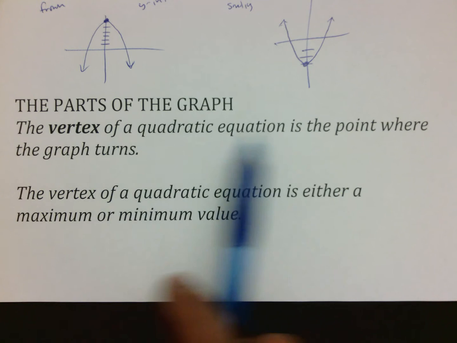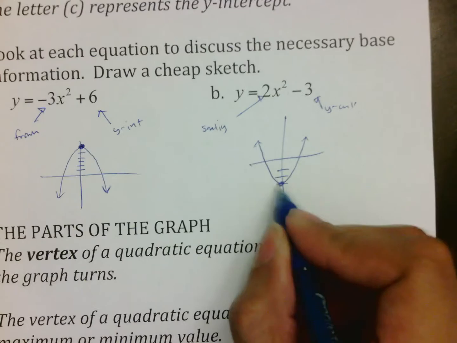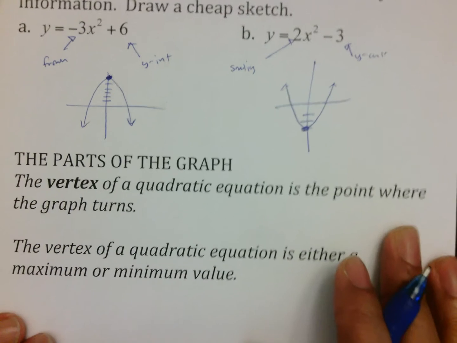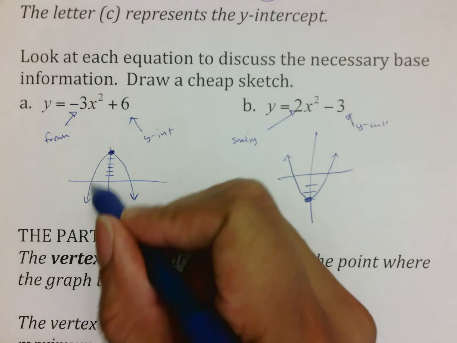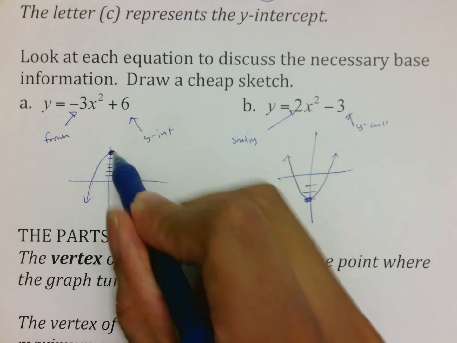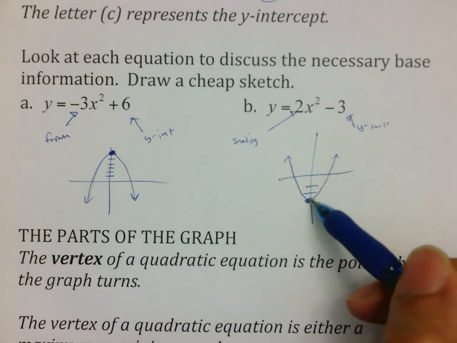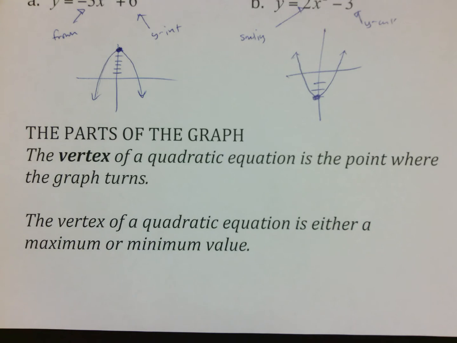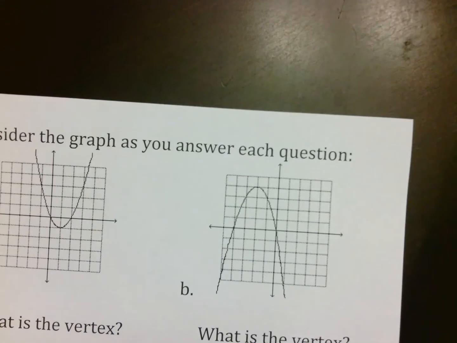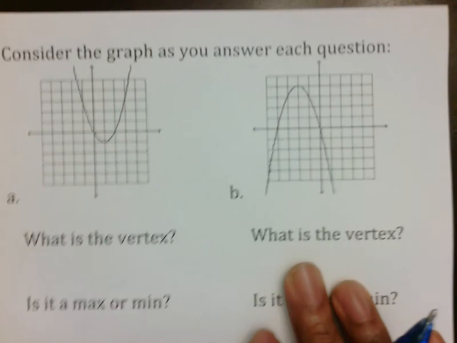The vertex is the point where the graph turns. So in these two cases, the vertex would be here, the vertex would be here. It represents a maximum or a minimum value. What that means is, if this was a hill, your vertex here is a maximum. If this would be kind of like a pit, this would be the minimum. So the vertex is either a maximum or a minimum value. Again, write that for your notes as we continue to zip through all this information that we have to get used to.